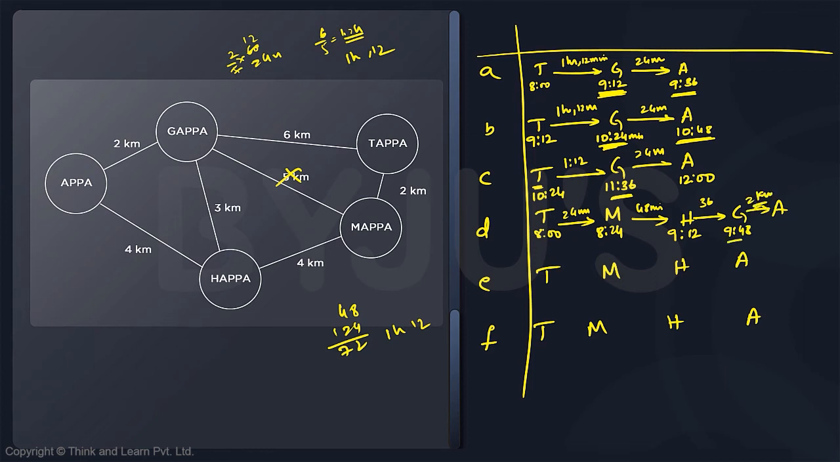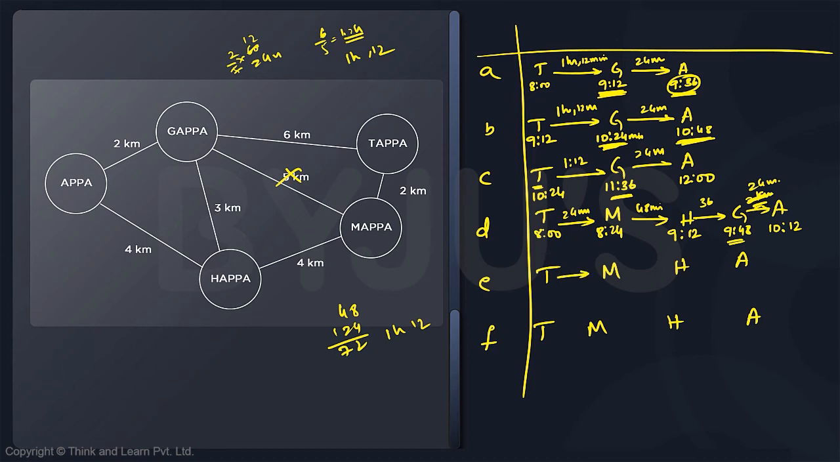Now please see, at 9:48 already somebody has reached at 9:36. Until 10:48 nobody else is reaching G, 10:24 nobody else is reaching G, so at 9:48 nobody else is at G. So this guy can straight away go for this 2 kilometers, 2 kilometers is 24 minutes, so 24 minutes is 10:12. Okay, so the fourth person is reaching at 10:12.